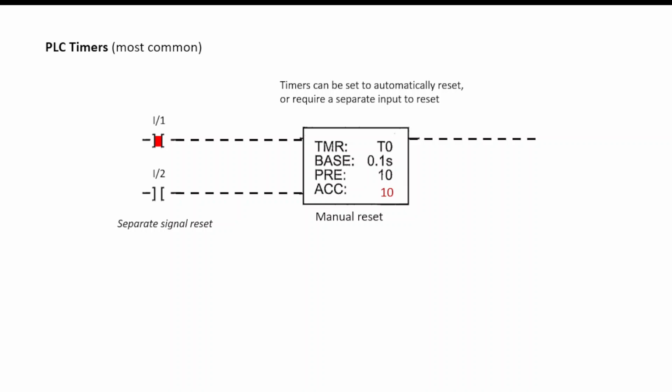Sometimes you'll have to have a separate signal to reset it. So input 1 goes false, then we'll have to wait until input 2 goes true in order to reset the timer. So the timer does not reset until a reset signal is received. And there we go. It is sent back down to its reset value.